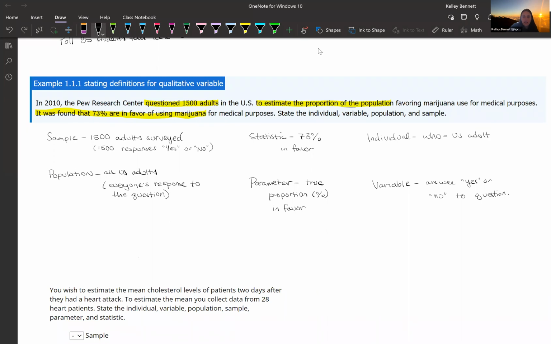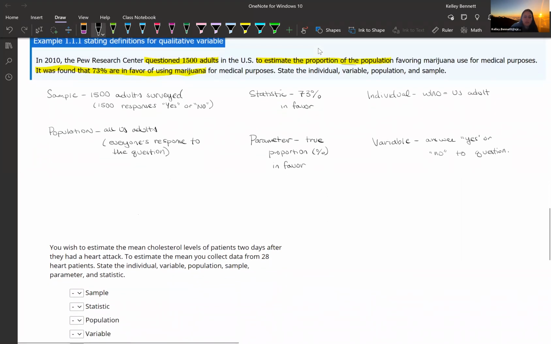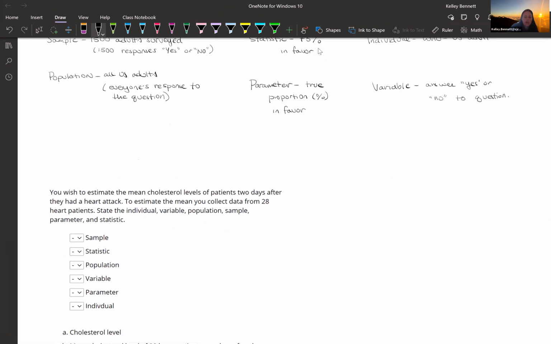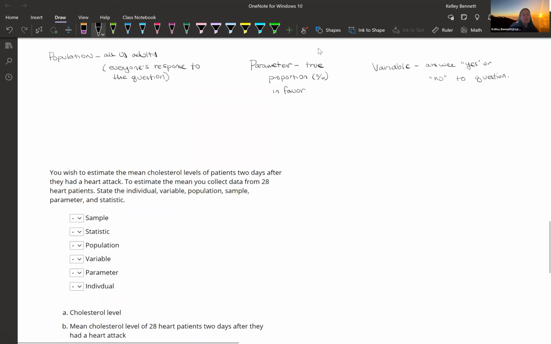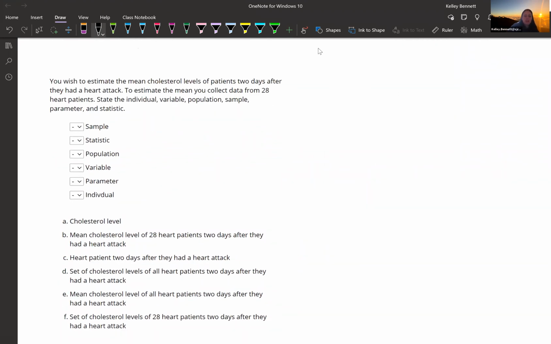All right, and so for our last example here, we've got a scenario and then we've got some multiple choice. So we're going to be asked to identify sample, statistic, population, variable, parameter, individual. So we wish to estimate the mean cholesterol levels of a patient.